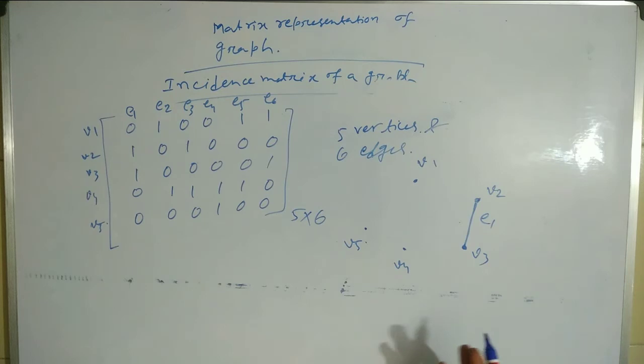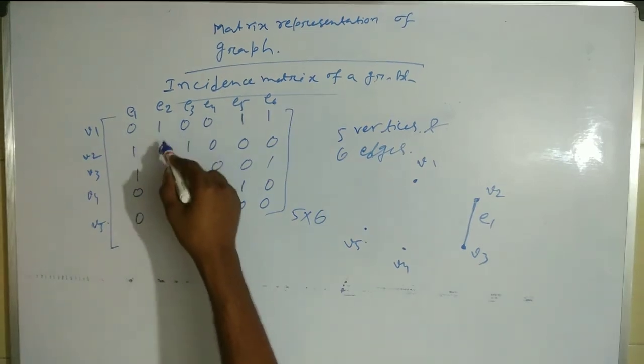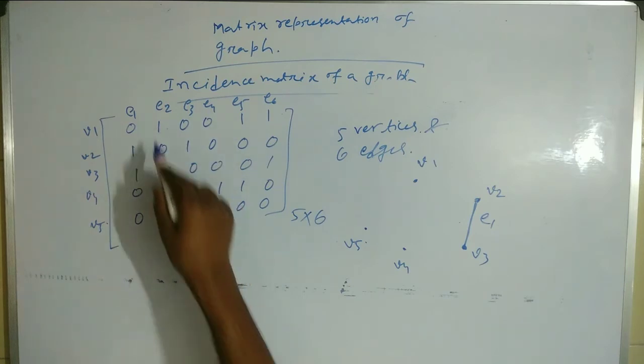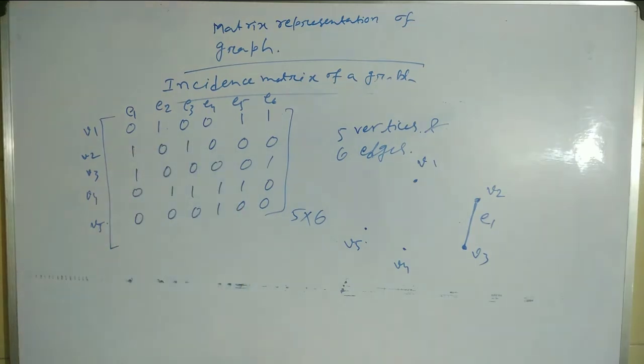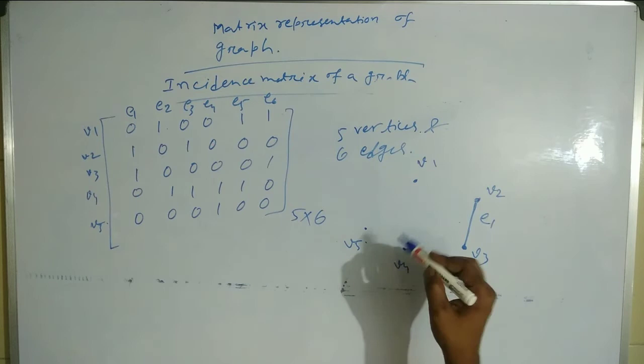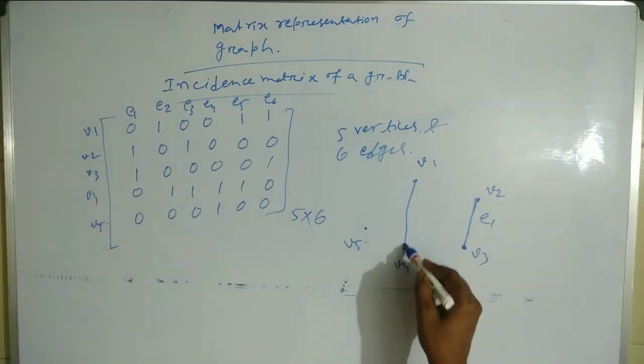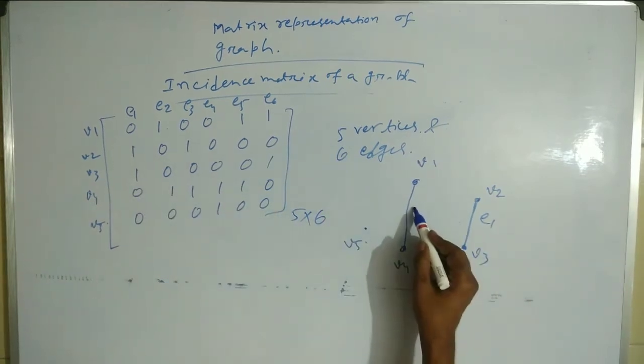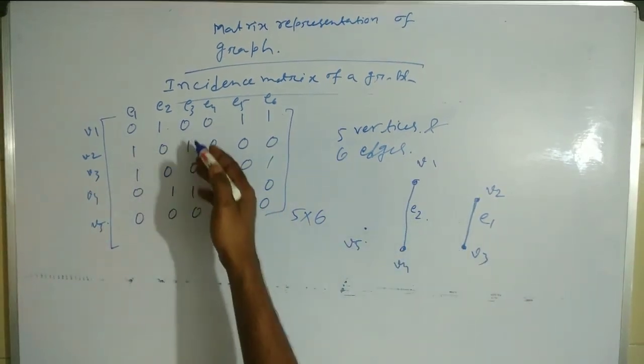Just it is the reverse procedure. Now consider E2. E2 is adjacent to V1 and V4, since there are two ones in V1 and V4. So we are connecting V1 and V4 by an edge, and the name of this edge will be E2.